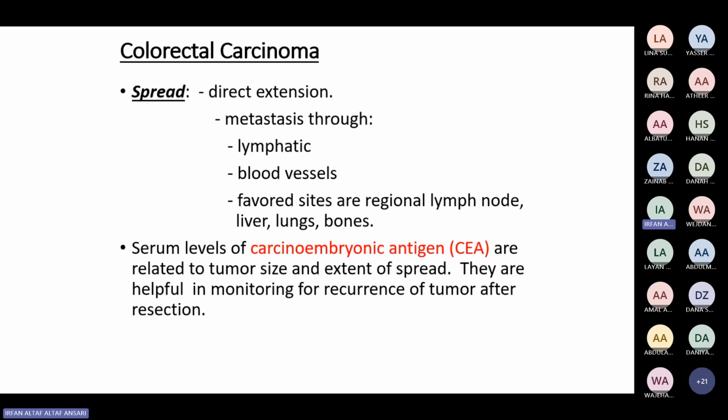You have treated your patient with colectomy, you give chemotherapy, and you give radiotherapy. You label your patient as disease-free or cancer-free, but you need to follow him up with the CEA level. If the CEA level is normal, undetectable, it means your patient is cancer free. But if this level starts to rise or reappear, it means the tumor has recurred or there is metastasis at a different site.